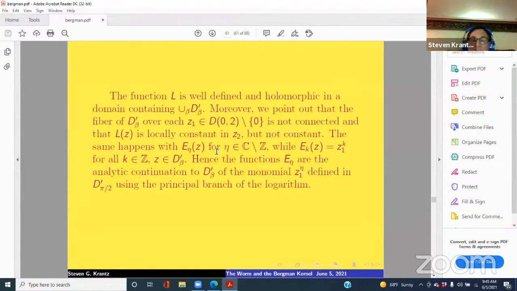The same happens with E eta, for eta in C minus the integers, while E_k of Z, which is Z1 to the k, for all k in Z, and D beta prime. Hence, the functions E eta are the analytic continuation to D beta prime of the monomial Z1 to the eta, defined at D prime pi over 2, using the principal branch of the log.